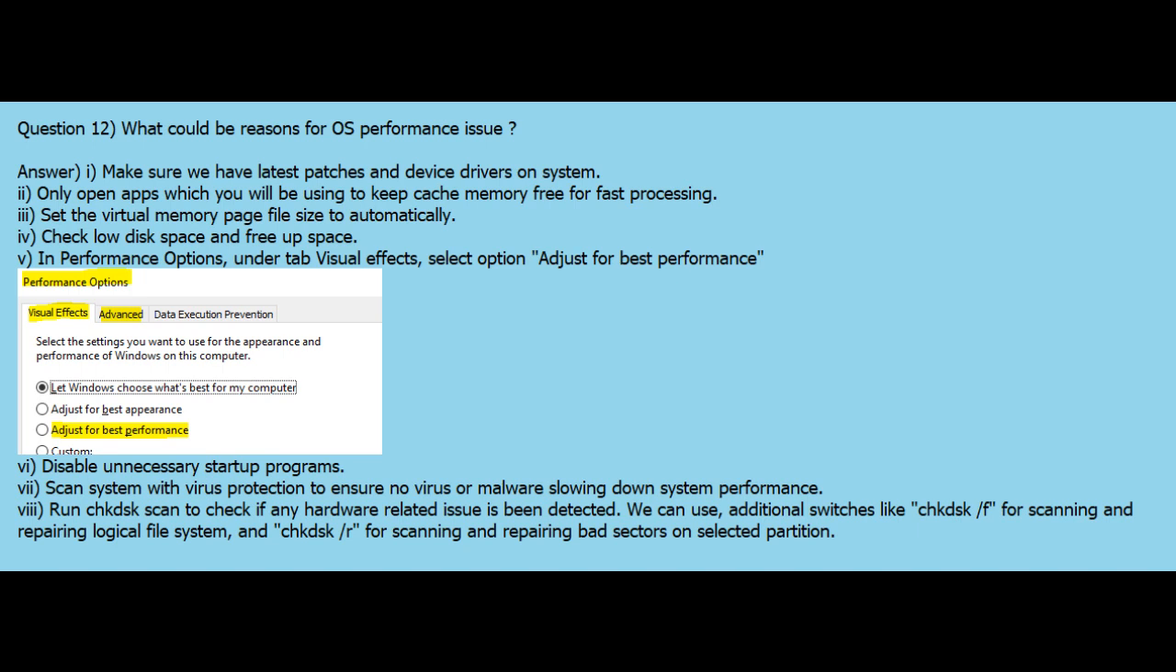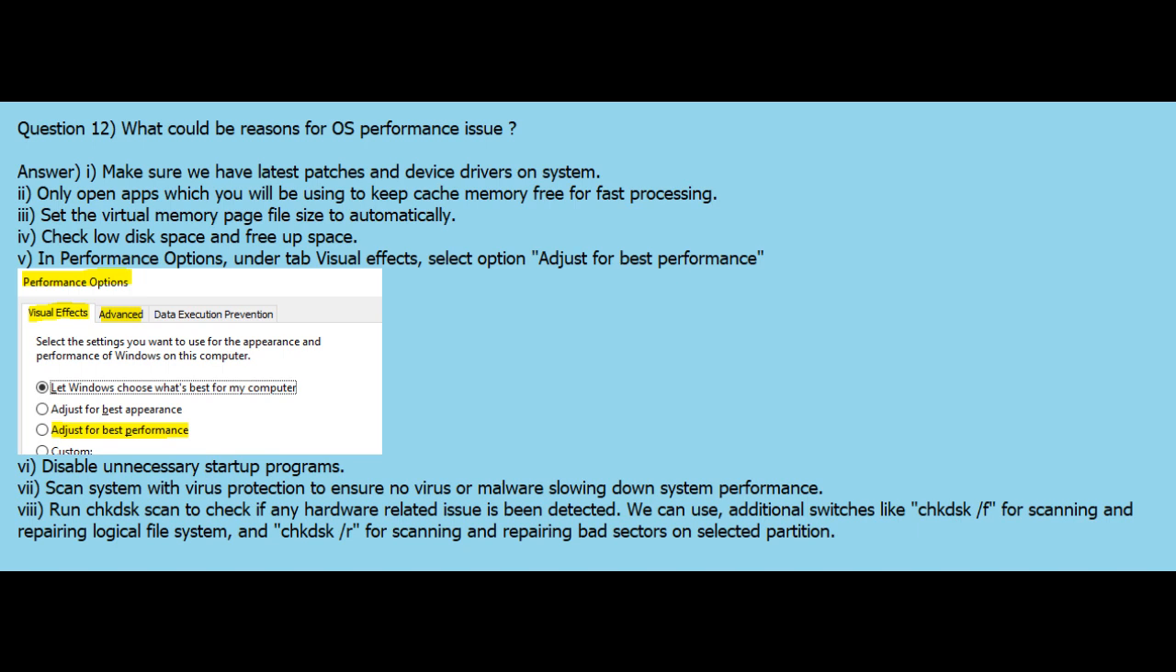Question 12. What could be reasons for OS performance issue? Answer. 1. Make sure we have latest patches and device drivers on system. 2. Only open apps which you will be using to keep cache memory free for fast processing. 3. Set the virtual memory page file size to automatically. 4. Check low disk space and free up space.